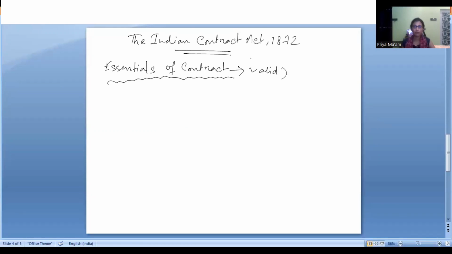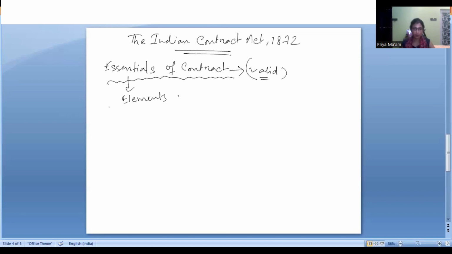Why are we referring to this term valid contract? If it is not valid, then there is no question of the essentials. We are concerned with what the contract is, meaning for a valid contract, which essentials or elements are needed. What is a valid contract and what is not a valid contract, we will discuss in a later class. But today we are just discussing the essentials or elements of making a valid contract.